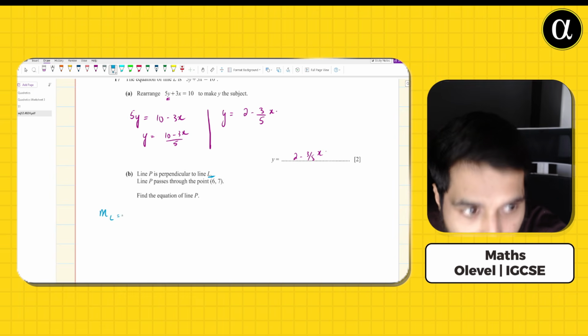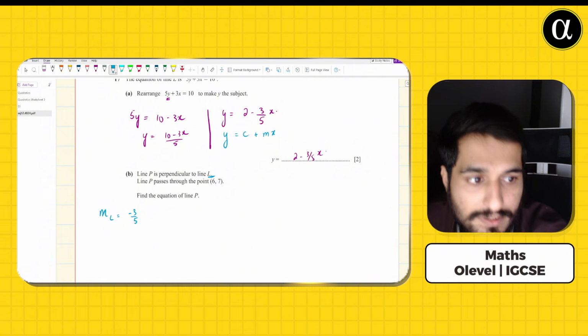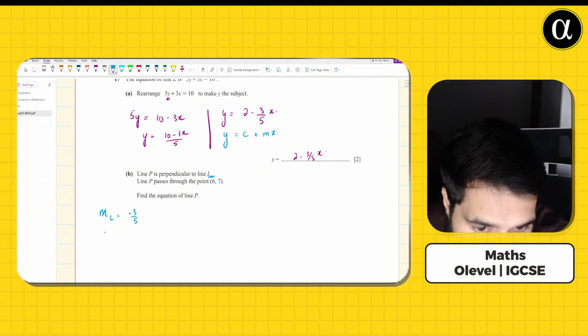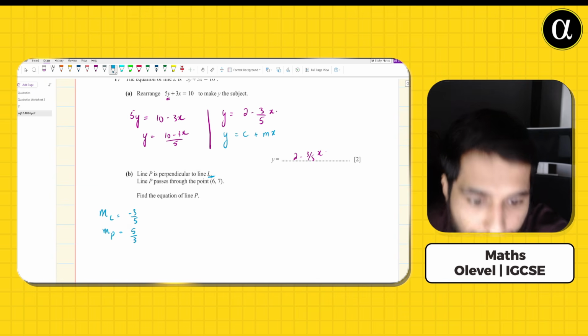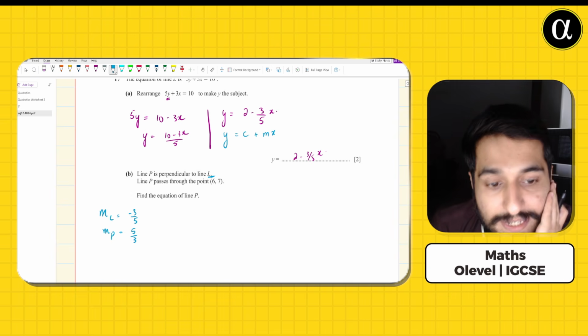Let's write it down. So m of L is going to be minus 3 over 5, because if you compare it with y = mx + c, something like this. So the gradient for line P is going to be what? That is going to be 5 over 3 with a positive sign. And then we know that this line P passes through (6, 7).